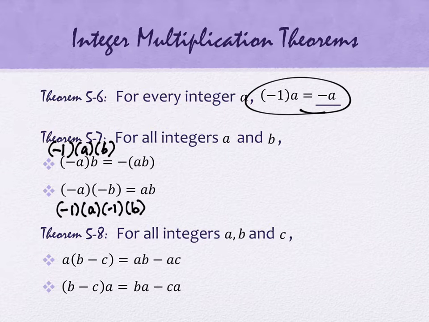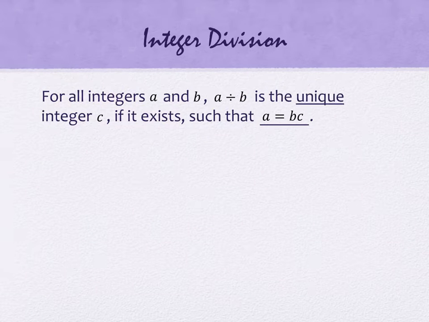Notice we're not going to do a whole lot with division. We'll do a little bit. So for all integers a and b, a divided by b is the unique integer c. So in other words, I could write this like this. A divided by b is equal to c if it exists, such that a is equal to b times c. This is how we defined whole number division as well. It's not any different. It's just that it works for division for integers, just like it did for whole numbers.